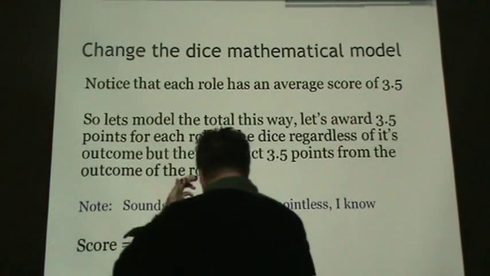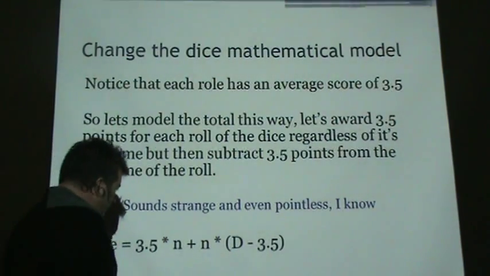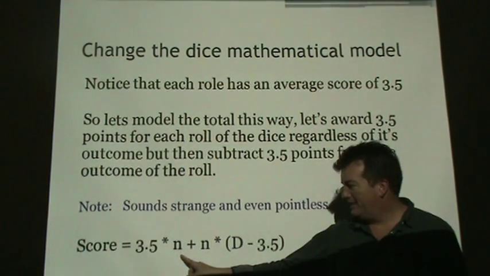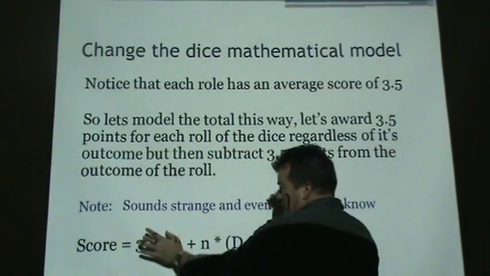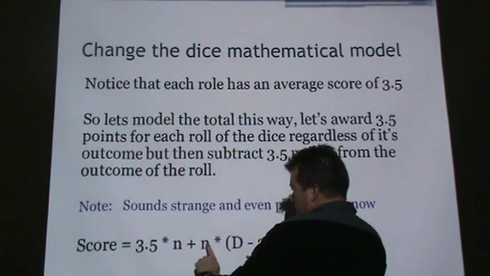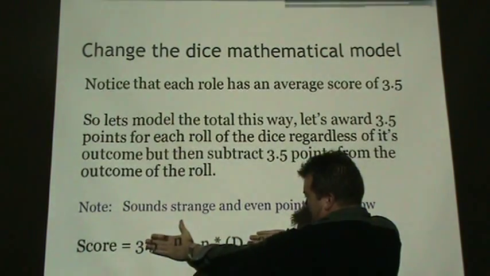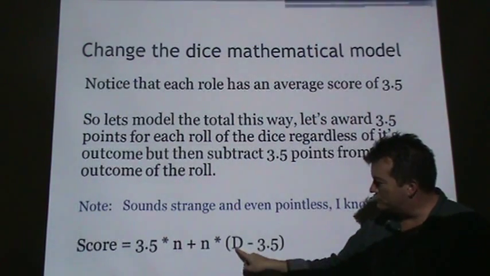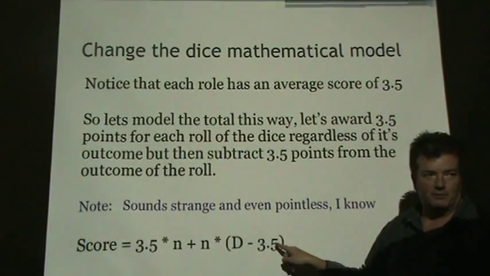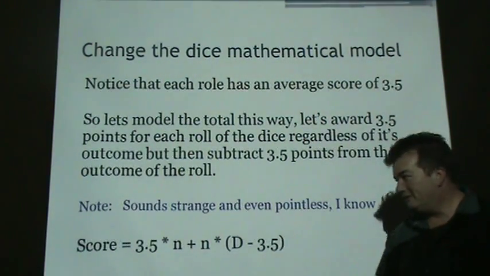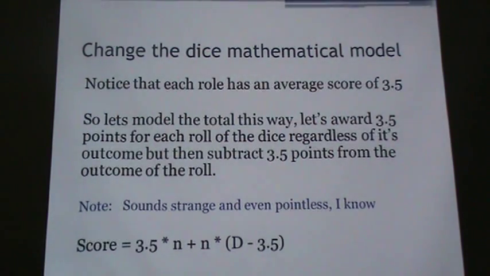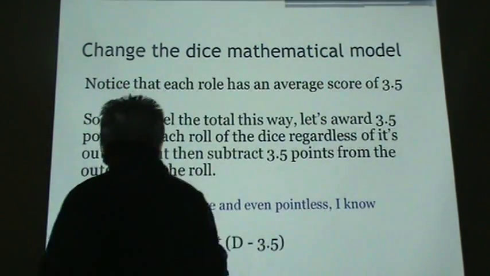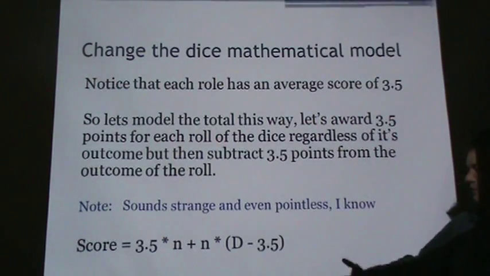So what we're going to do is this. The new model is, if you roll the dice n times, I'm going to give you 3.5 points for every time you roll the dice. Then, and this is new, this part is now new to our model. Our model used to be n times d, right? That used to be our model. Now I'm giving you 3.5 points every time you roll the dice, but then whatever score you got, I'm subtracting 3.5 points from it. So really, it's the same exact model. It just has more print and it looks more complicated. It sounds strange and maybe even pointless, but this is a different way of modeling the same outcome, the same score.